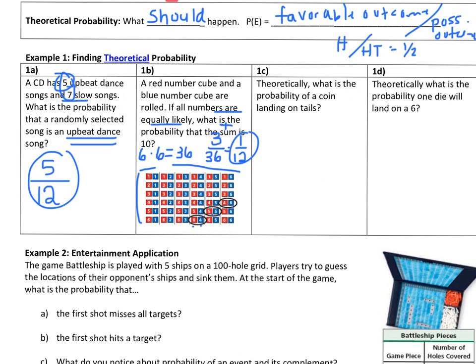Next, what's the probability that a coin lands on tails? Well, one of the sides is tails out of the 2 possibilities, so 1/2 is the answer. And what about the number cube is going to land on a 6? Well, there's 1 6, and there's 6 sides, so 1/6.